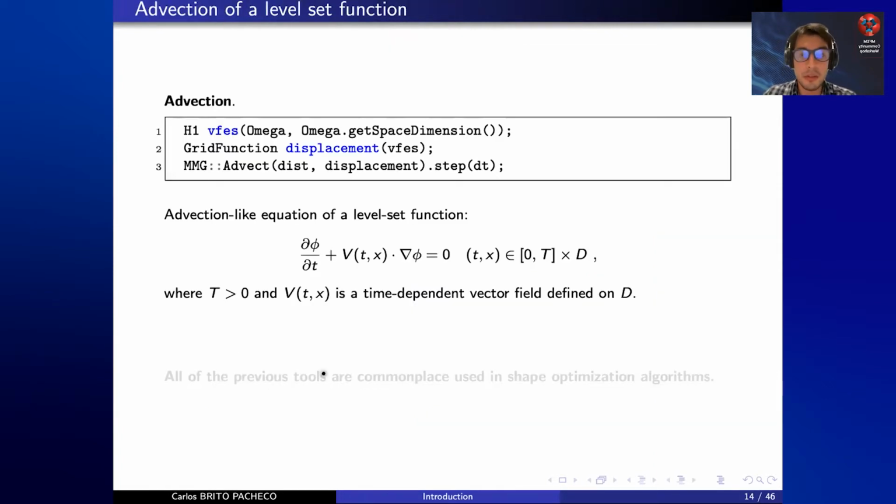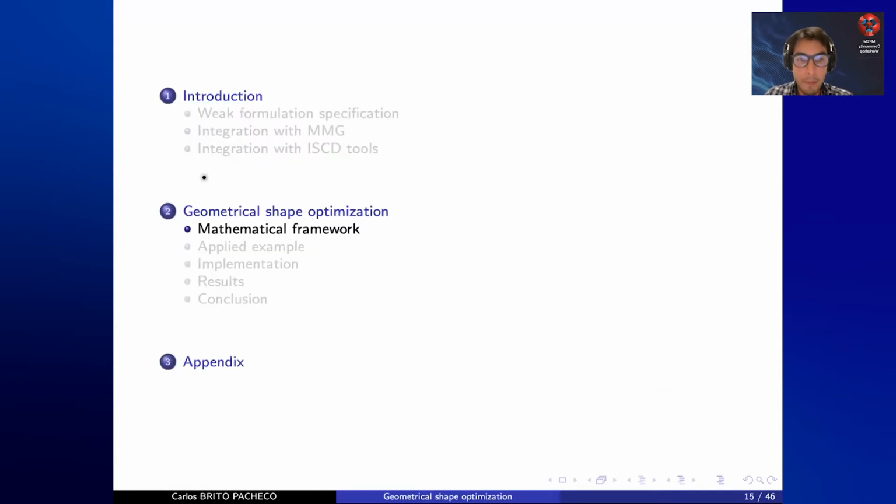Of course, you typically want to advect this level set function, so the resolution of this advection-like equation. And Rodin just does it by calling advect on the distance function, and you give a displacement, and you give a nice time step. So all of the previous tools are commonplace in shape optimization algorithms. This is nothing new. It just makes it easy for you. So I've been quite fast until now, because I want to really present the application of Rodin in a real shape optimization example.